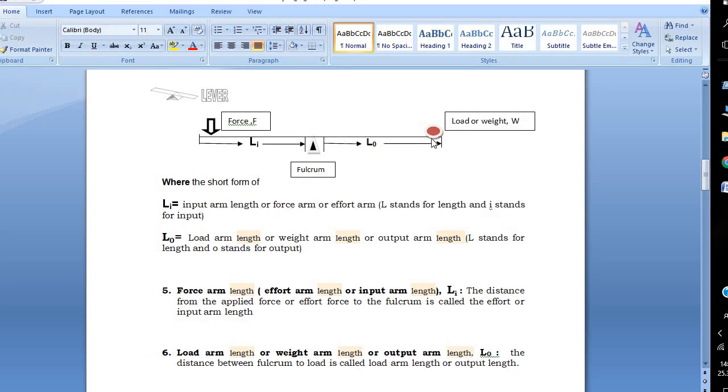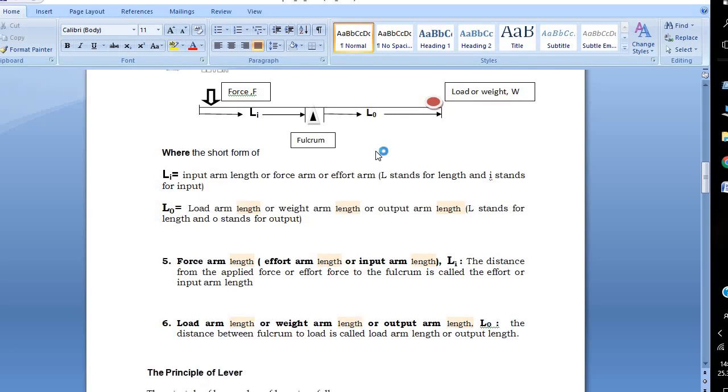On the other side, the distance between the load and the fulcrum is a very simple definition. This is called the load arm or output length. You can say load length or load arm. Okay, so these are the parts. You have to know the parts of the lever.